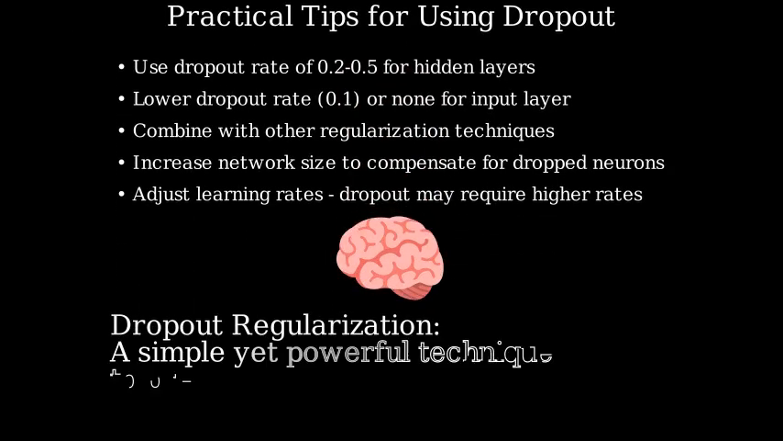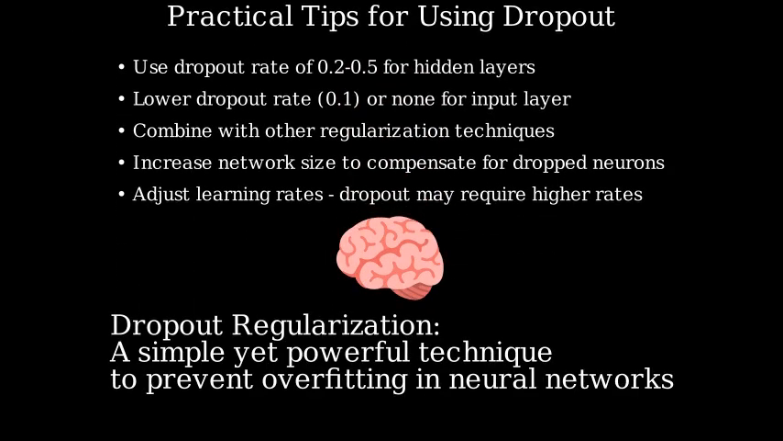To conclude, dropout regularization is a simple yet powerful technique to prevent overfitting in neural networks. By randomly deactivating neurons during training, it forces the network to learn more robust features and acts as an ensemble of multiple networks. Next time you're training a deep neural network, consider adding dropout to improve its generalization capability.